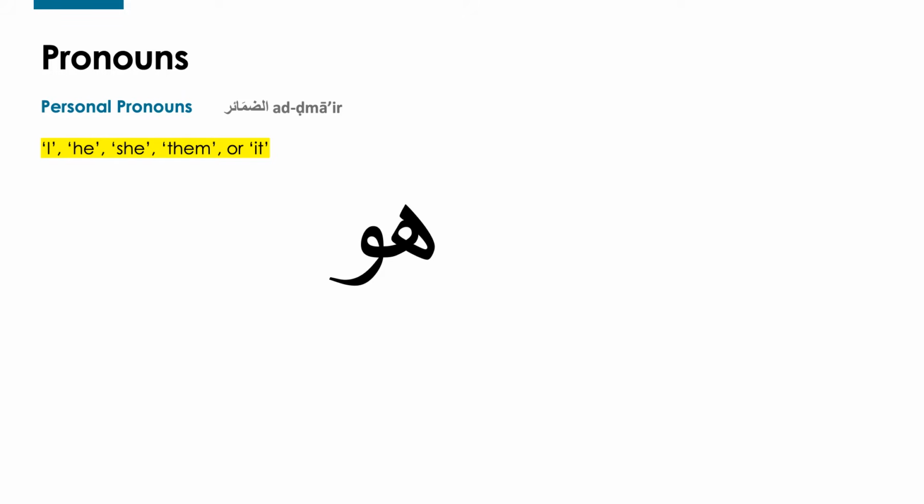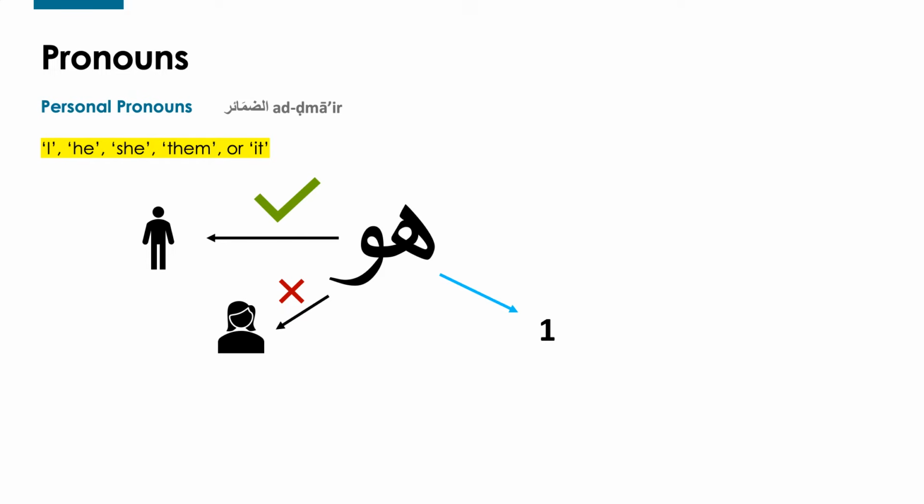Now, when it comes to the pronouns, it is associated with the gender, first of all. So huwa is for the masculine, is associated with the masculine gender. So you can't use it for the feminine. It is also associated with a number. So huwa is for the singular form. You can't use it for two people. You can't use it for the plural. It is used in the third person.